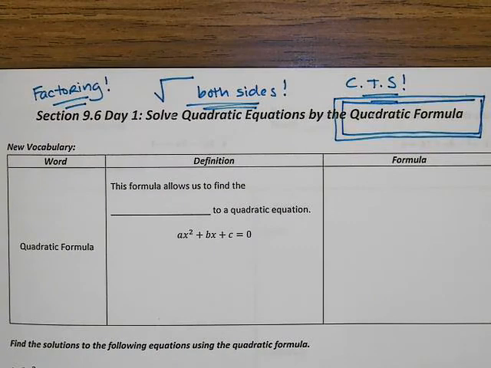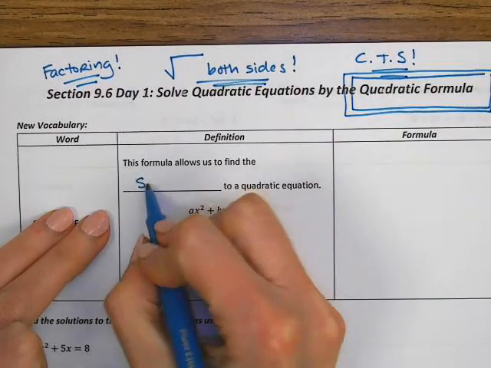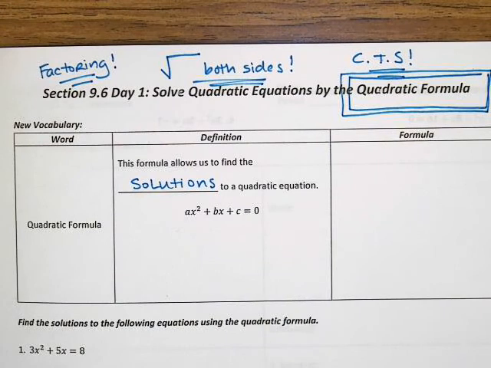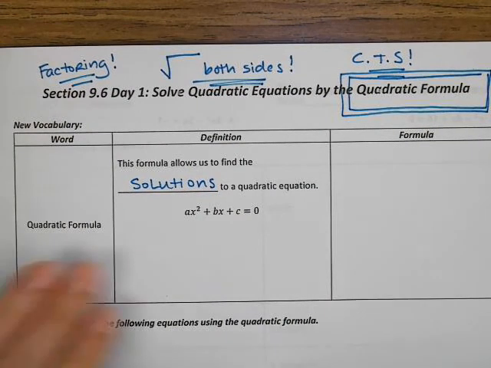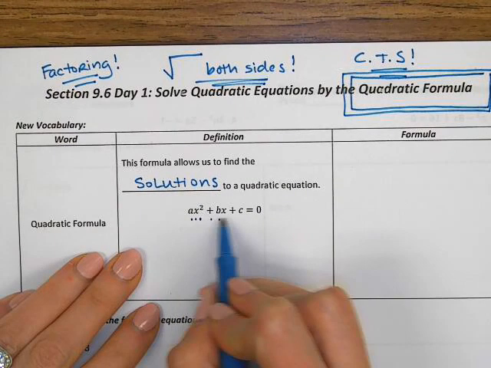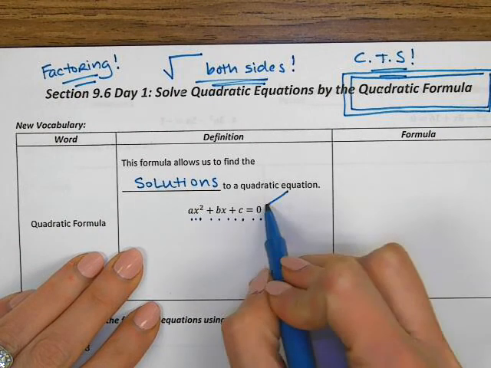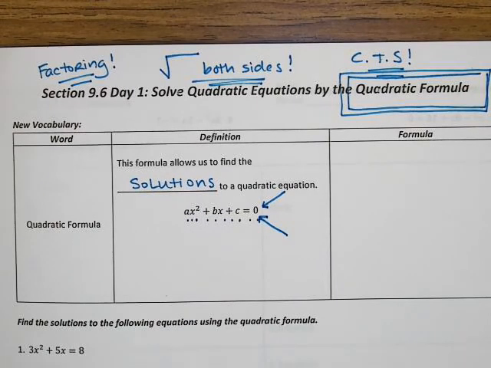Okay, so here it is. The quadratic formula allows us to find the solutions to any quadratic equation. And just a reminder, a quadratic equation is in the form ax squared plus bx plus c equals 0. So one thing to note, you always have to have it equal to 0 before you use it.